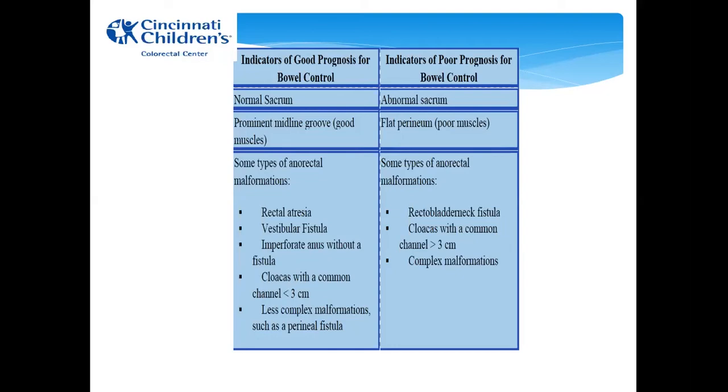The other group, which is the opposite, had a normal sacrum, a normal perineum, good muscles there, good anal cleft and midline groove, and they have those types of anomalies: rectal atresia, vestibular or perineal fistula, no fistula, short common channel cloacas, and the less complex malformations. We know that they have good prognosis and are more toward constipation.